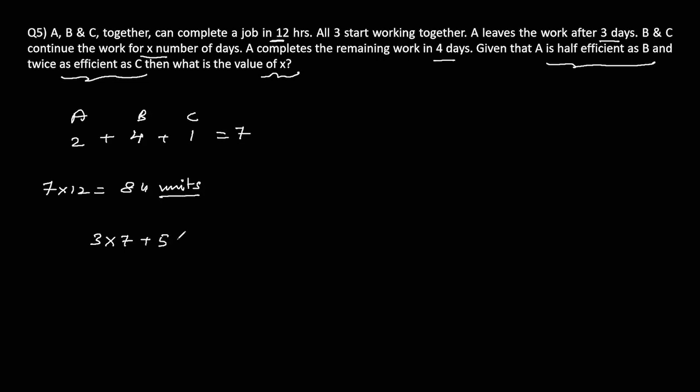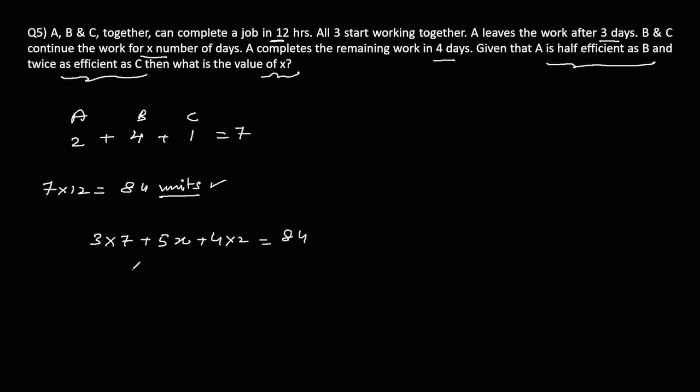That means 5 into X will be the number of units of work done by both of them in X number of days. A completes the remaining work in 4 days. A comes back and completes the remaining work in 4 days. So in 4 days, A will now complete 8 units of work. Total unit of work now should again be 84.